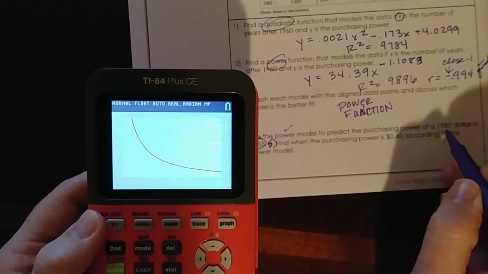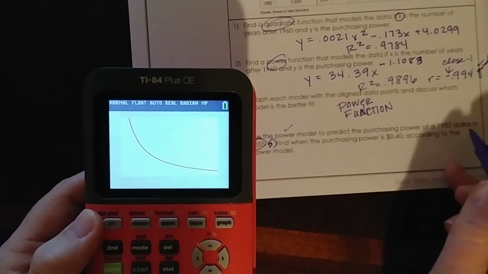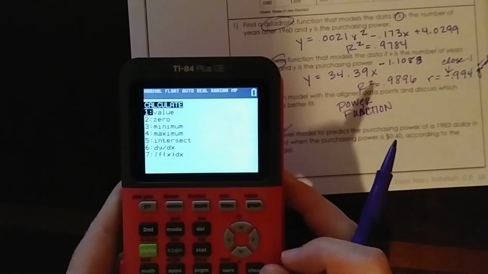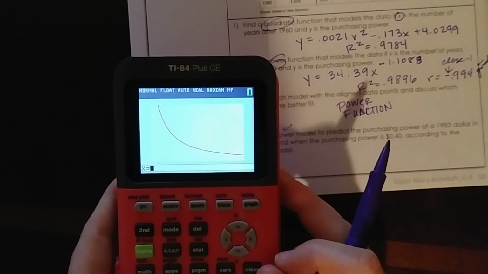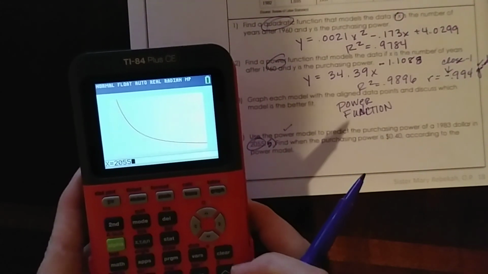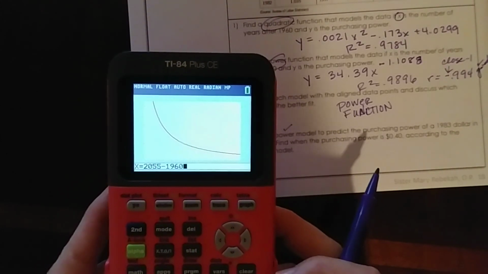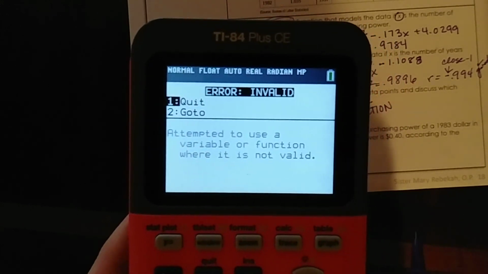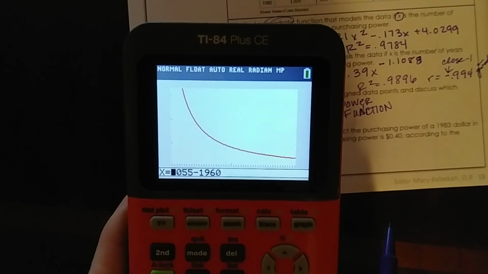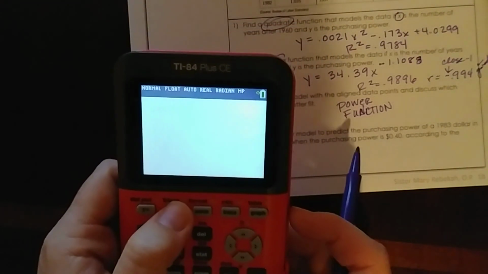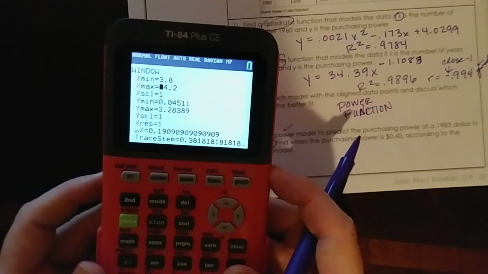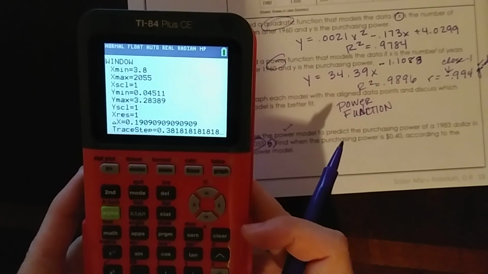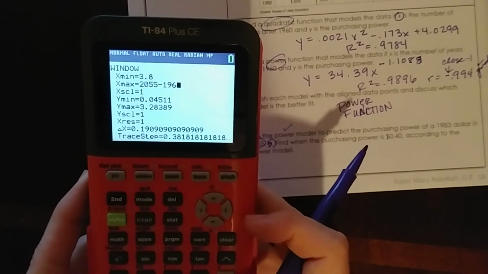Okay, what is the purchasing power of the $1983 in 2055? Well, this is all the years past 1960. So I'm actually going to go ahead and write 2055 minus 1960. And I need to adjust my window. Okay, so 2055 minus 1960.